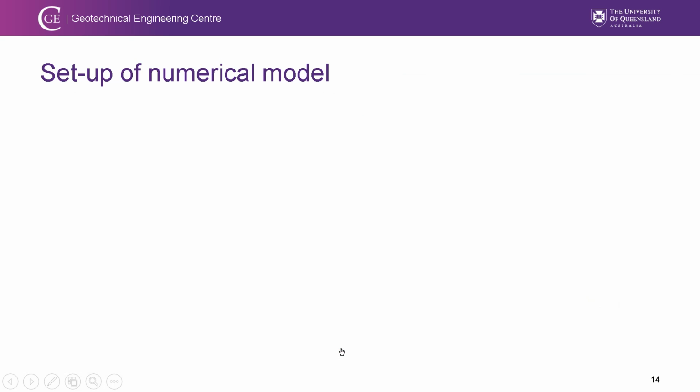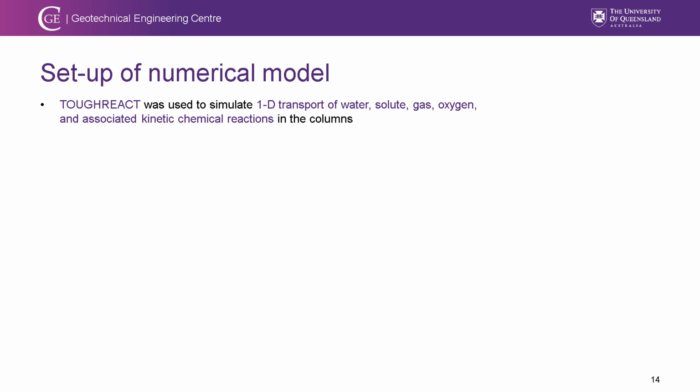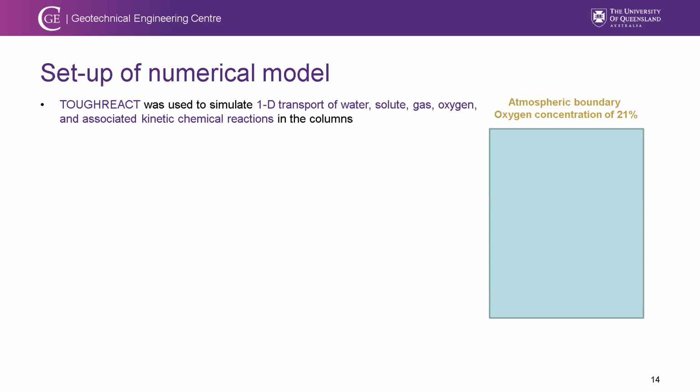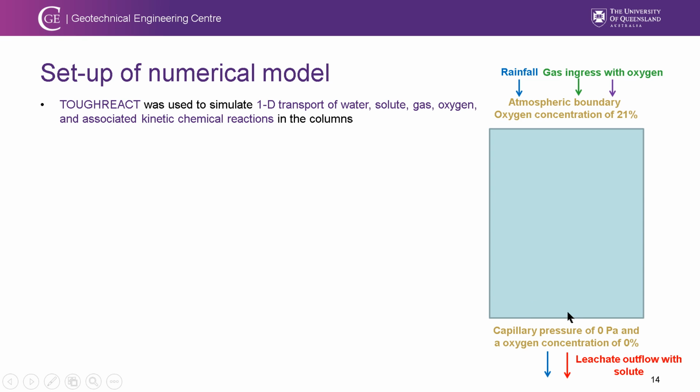So besides the field monitoring, we also have numerical models in parallel. TOUGHREACT was used to simulate the transport of water, solute, gas, oxygen, and associated kinetic chemical reactions in the column. The top of the column is prescribed as an atmospheric boundary with 21% oxygen concentration. The bottom of the column has zero capillary pressure because of the free drainage boundary, and also an oxygen concentration of zero. Rainfall and gas ingress are allowed from the top of the column. The bottom of the column allows the leachate outflow with the chemicals.